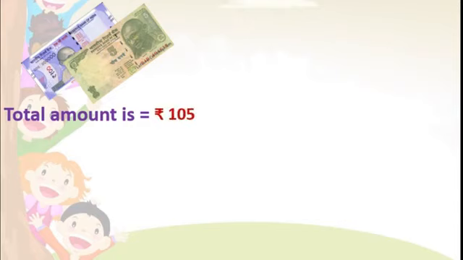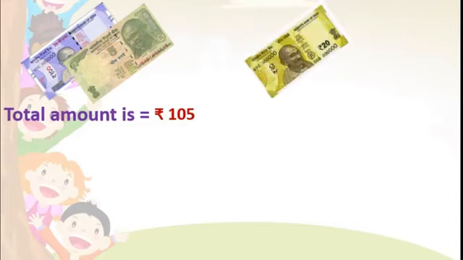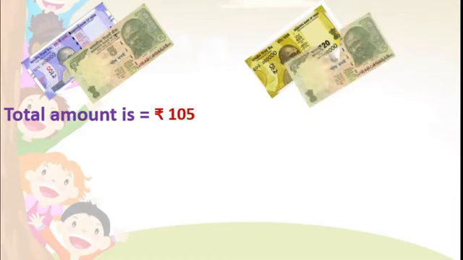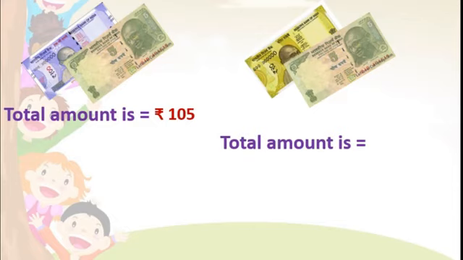We can see here a 100 rupee note, correct? And 5 rupees note. So what is the total? You are right. Total amount is equal to rupees 105. Here we can see a 20 rupees note and a 5 rupee note. So the total of these notes is equal to rupees. Yes, dear students. Yes, you are right. That is rupees 25.